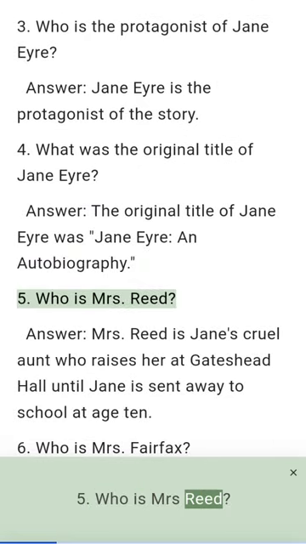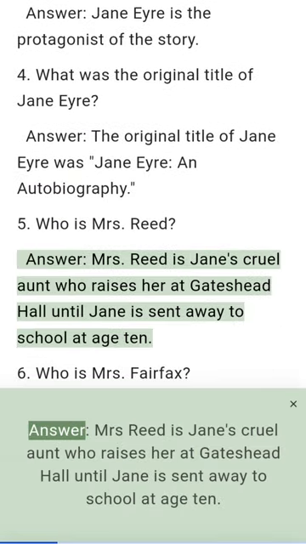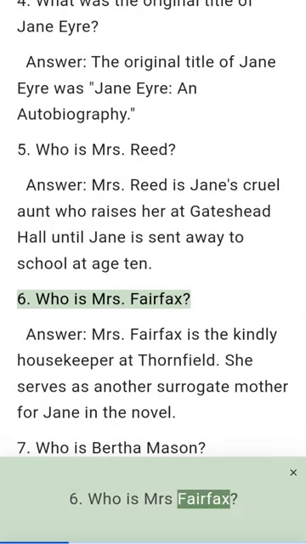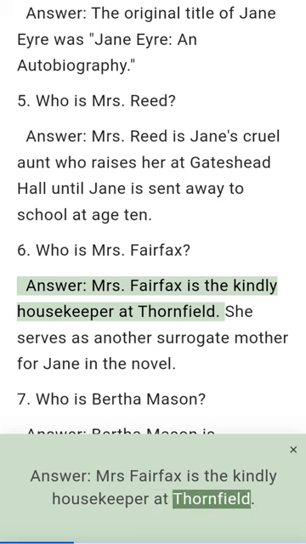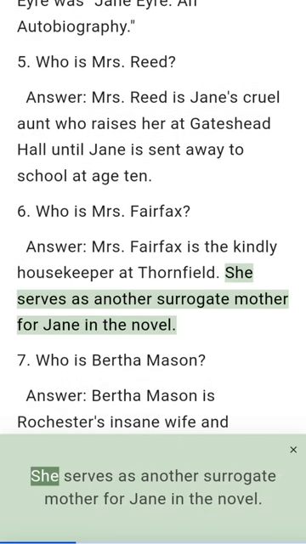5. Who is Mrs. Reed? Answer. Mrs. Reed is Jane's cruel aunt who raises her at Gateshead Hall until Jane is sent away to school at age 10. 6. Who is Mrs. Fairfax? Answer. Mrs. Fairfax is a kindly housekeeper at Thornfield. She serves as another surrogate mother for Jane in the novel.